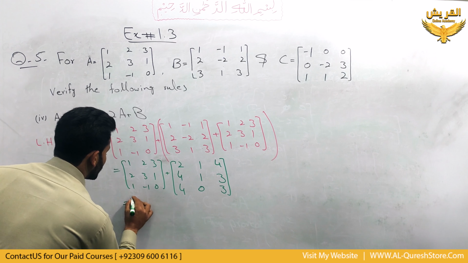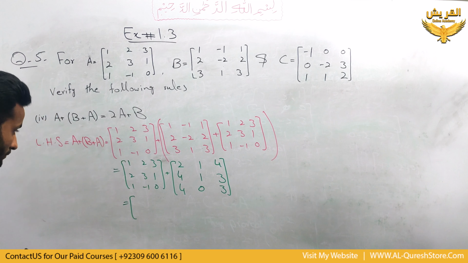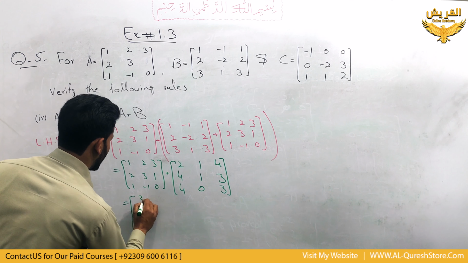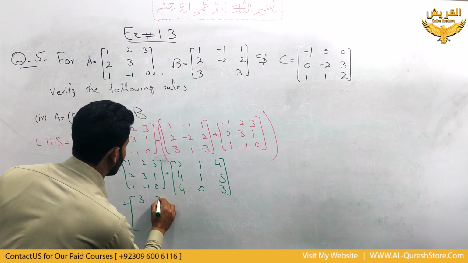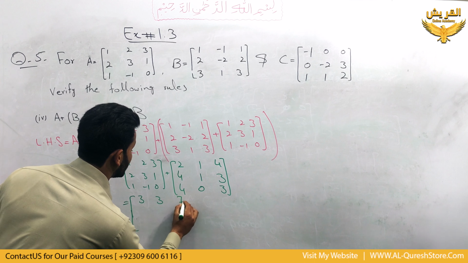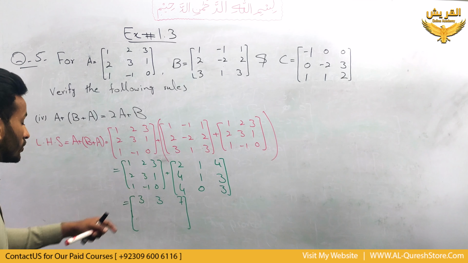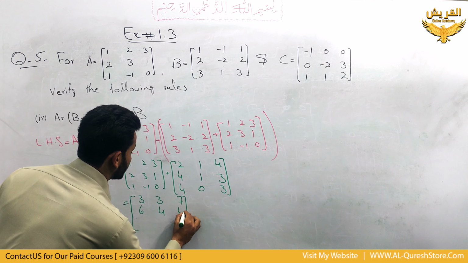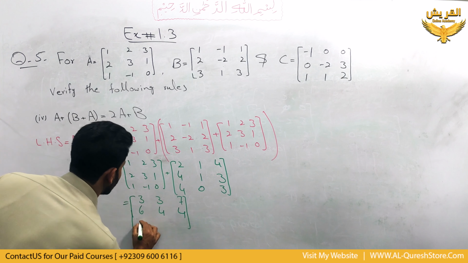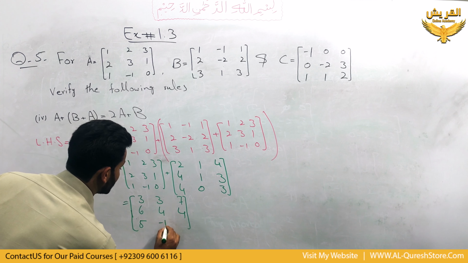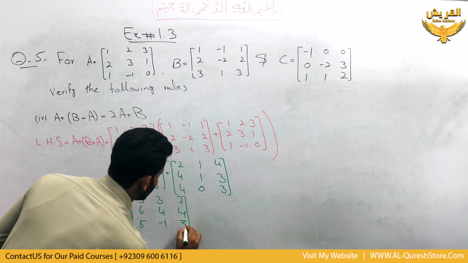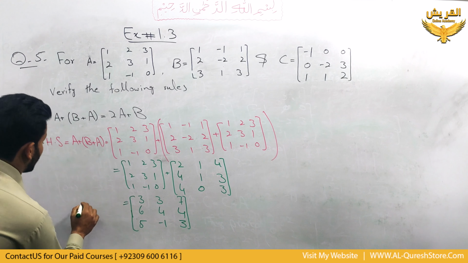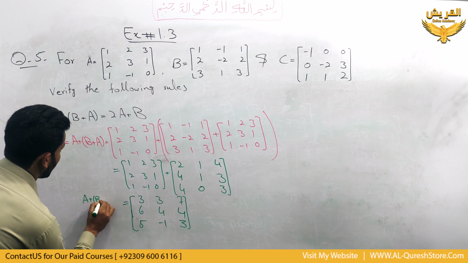So by solving these two matrices, now we have to find their solution. 1 plus 2 is equal to 3, 2 plus 1 is equal to 3, 3 plus 4 is equal to 7. Next row, 2 plus 4, 6, 3 plus 1, 4 and 1 plus 3 also 4. 1 plus 4 is equal to 5, minus 1 plus 0, minus 1 and 0 plus 3 is equal to 3. So this is the left hand side, which is equal to A plus B plus A.